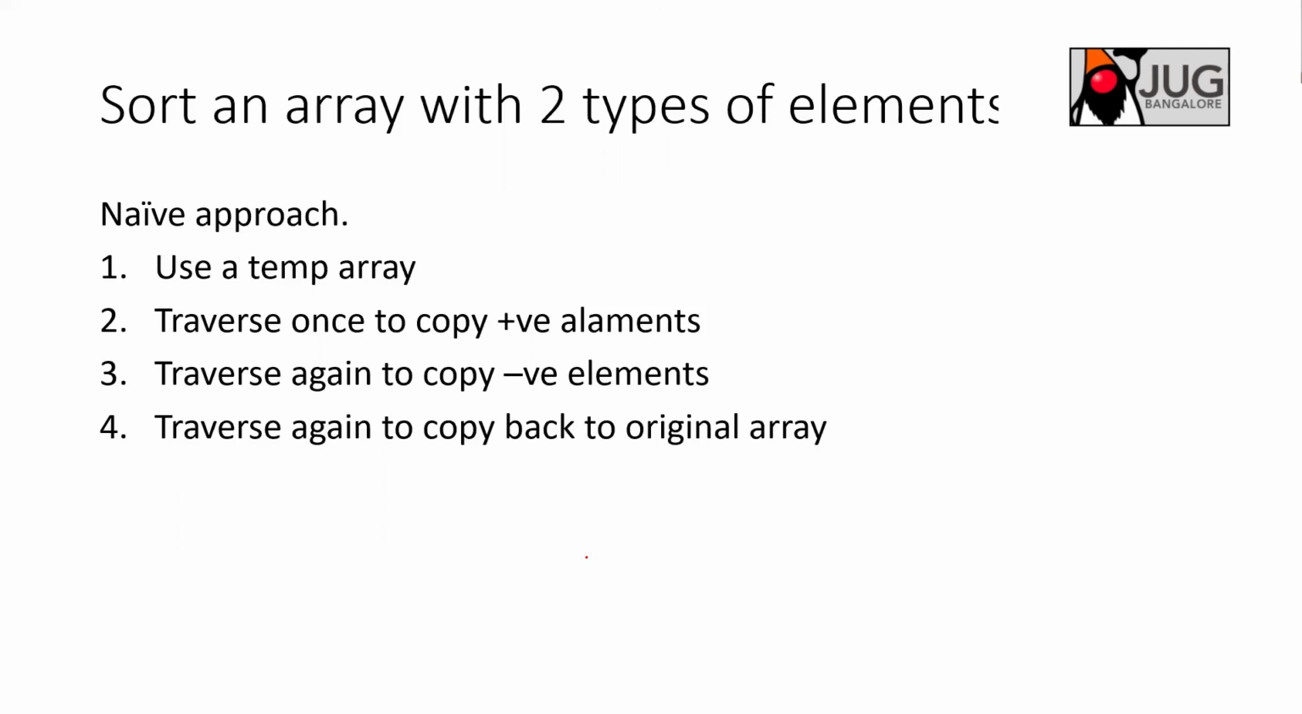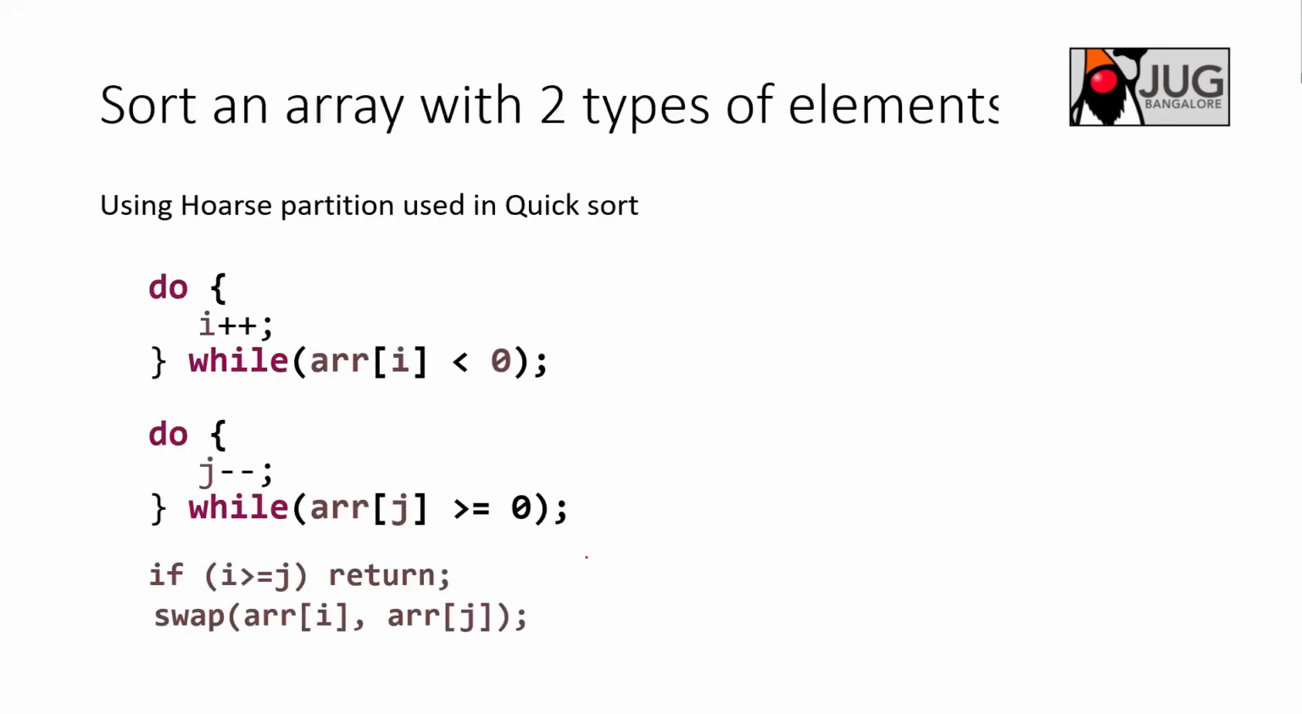Or you need to traverse 3 times. First you copy the positive elements, then you copy the negative elements, then you copy all the elements back to the original, right? Or you can save time and do the Hoare partition itself, right? Or what you have learned in quick sort, you can do that. You can just keep swapping the elements.